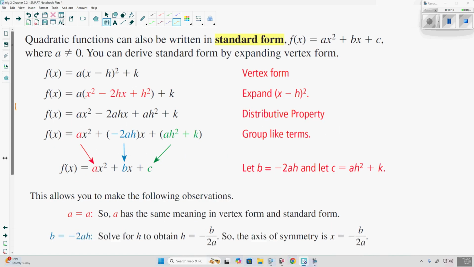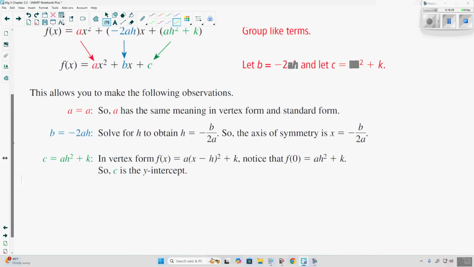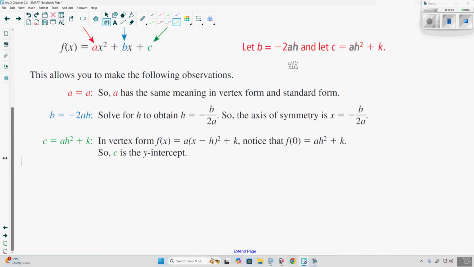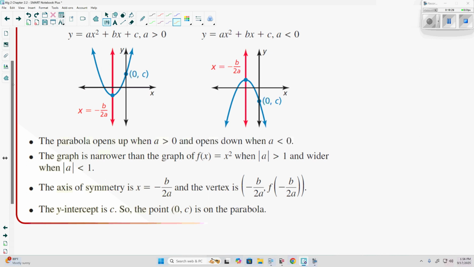Standard form comes in the form of ax squared plus bx plus c. Now to get from vertex form to standard form, these here are the steps that we would go about doing it, and then we can reassociate those terms back to a, b, c. Now for the most part, that's not important for how we get there.